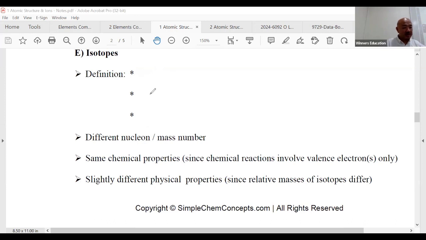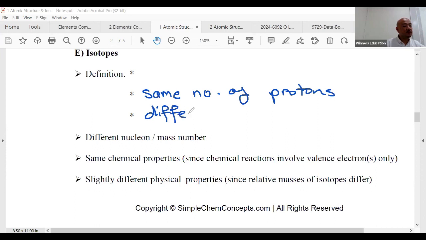They refer to what? Okay, I'll start with the second point first. Together it is a one-line definition. They have the same number of protons. That's a fact. That's why I call them sodium, the same element, right? Proton number must be the same. They have a different number of neutrons. So that makes them different really.